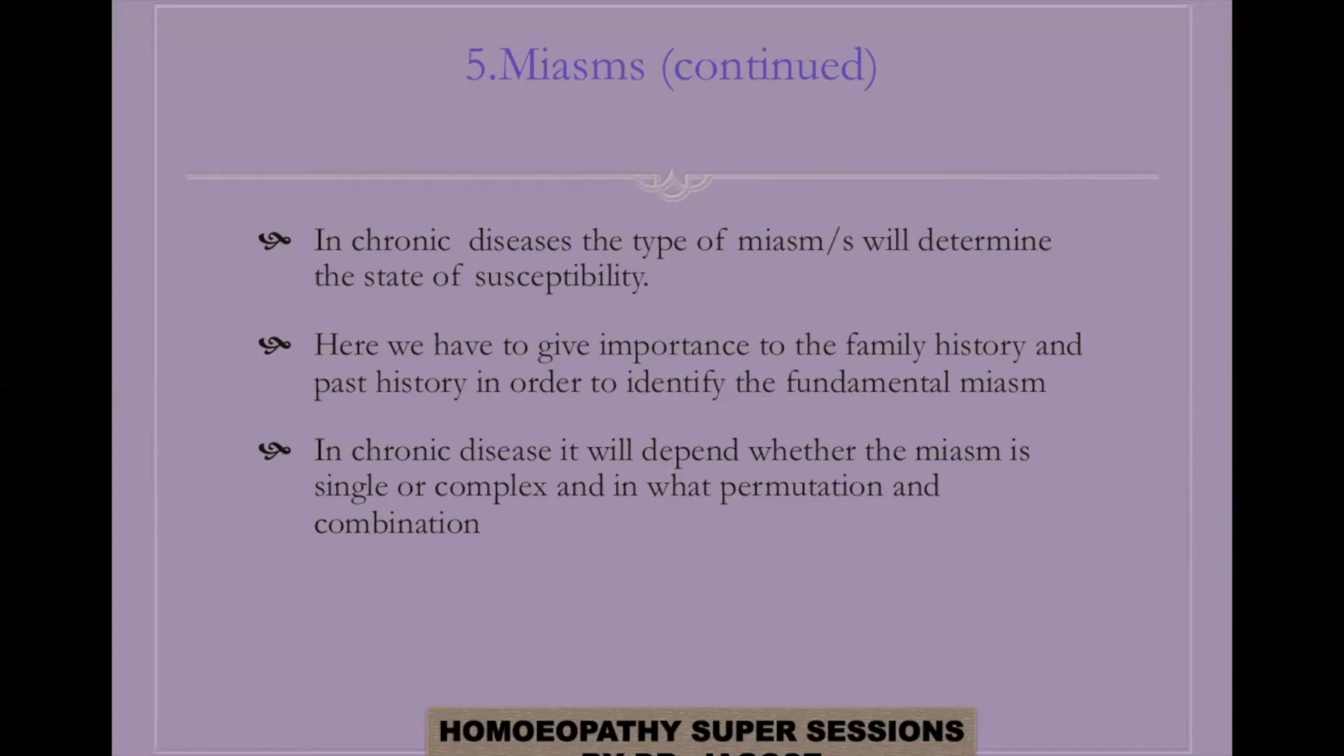And if a complex miasm is there, for example, psoro-psychotic, then we know that the susceptibility may vary from low to high or high to low. It all depends upon the case, which miasm is more predominant than the other.